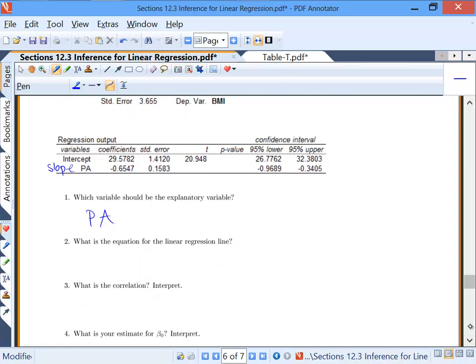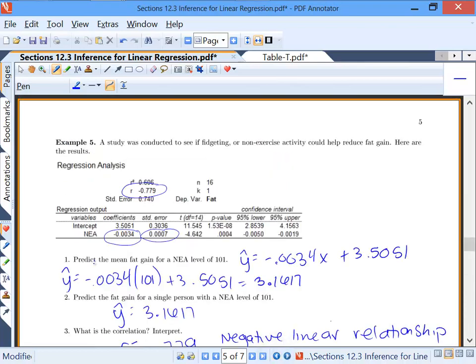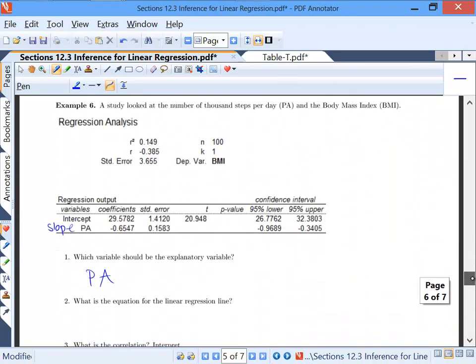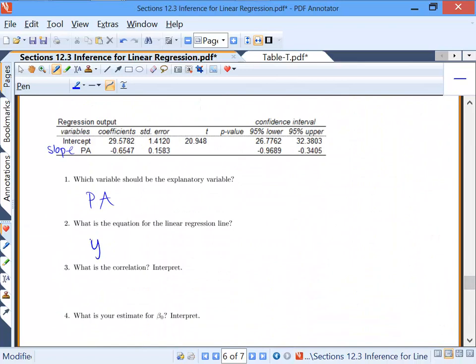Our equation for our linear regression line, I just have to pull off the output. So y hat equals, let's see, my intercept is 29.5782 minus my slope of 0.6547 times x.